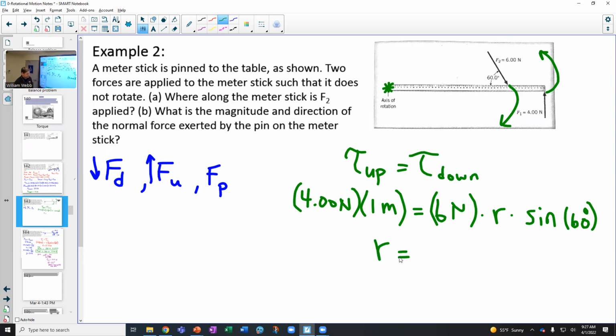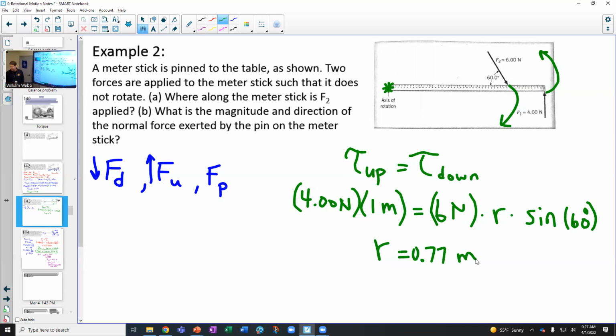Got 4 root 3 over 9. Give it to me in a decimal form. Yeah. All right. My meter stick doesn't have those values on it. I'm not smart enough to do that in my head. I got 0.698, so like 0.77 meters. 0.77 meters.